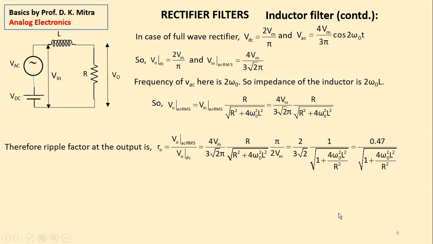Now, since we have a little time left, we shall see another filter. We have seen the capacitor filter, we have seen the inductor filter. Now we shall see the L section filter. Mind it, it is also called the LC filter, but also called the L section filter.